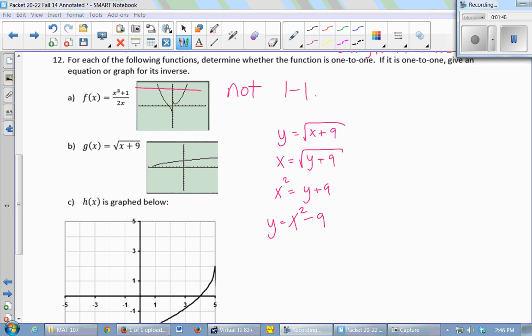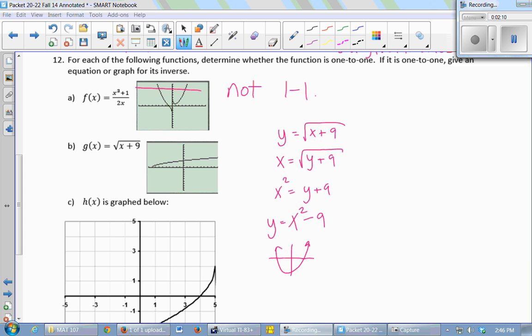But I do have to remember that I'm going to restrict the domain here because x squared minus 9 looks like this, which is not a one-to-one function, right? So I'm going to restrict the domain so that it is a one-to-one function and so that its inverse is radical x plus 9.